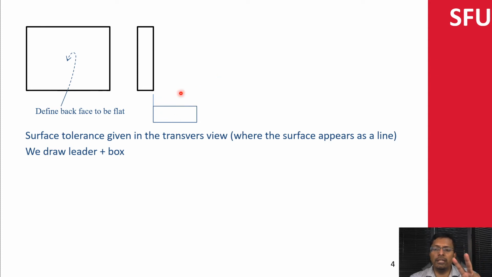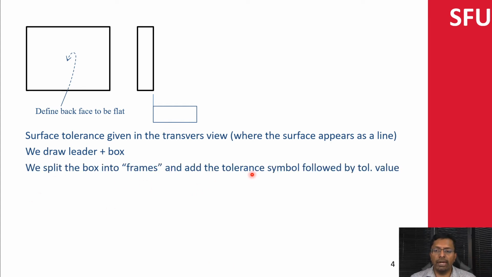So I'm going to split this box into two parts, and each one is known as a frame. We split the box into frames and then add the tolerance symbol followed by the tolerance value. So that's going to be the flatness symbol and then the flatness value of 0.01. Since we have provided a tolerance, the theoretical flat surface can now be used as a reference for future dimensioning. So we are going to call it a datum.